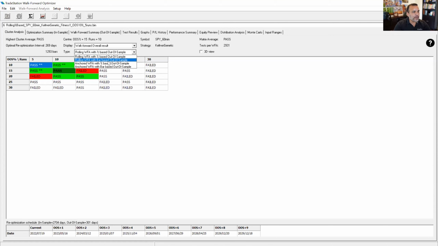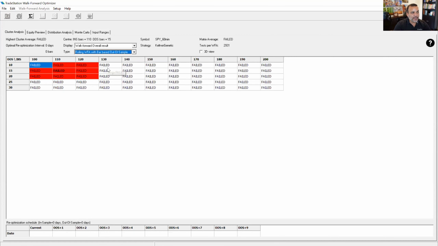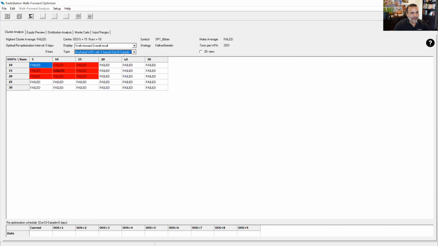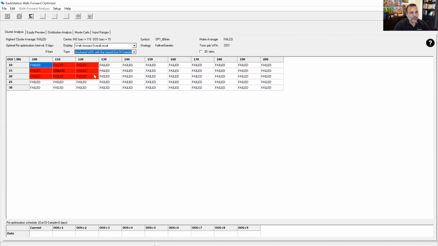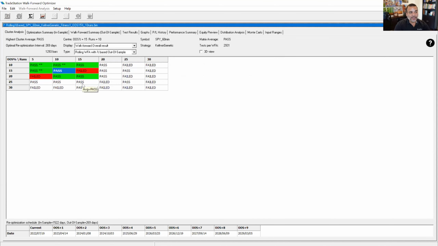But here we have another one with bar-based out of sample. I checked all these right here, and they all failed. Every single one. You can see how the cluster is all in red. I'm not sure how to interpret that. Maybe it's because the strategy was designed for this particular test and it failed in other areas. This raises a lot of red flags on this particular strategy. So I would have to drill down and see why it's failing when I change the type of walk forward analysis. But on the percentage based out of sample, it passes with flying colors.